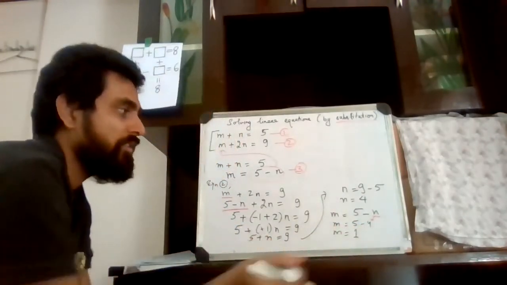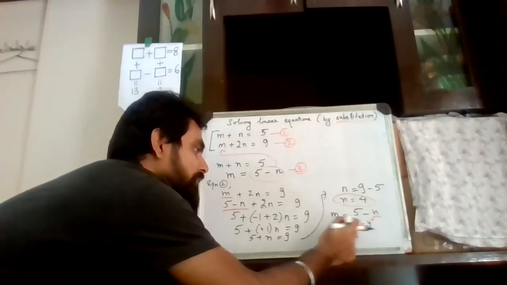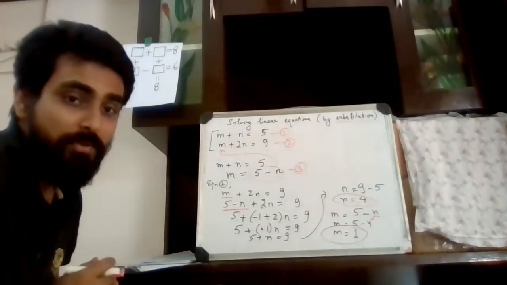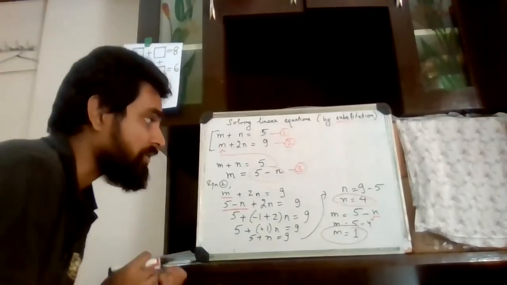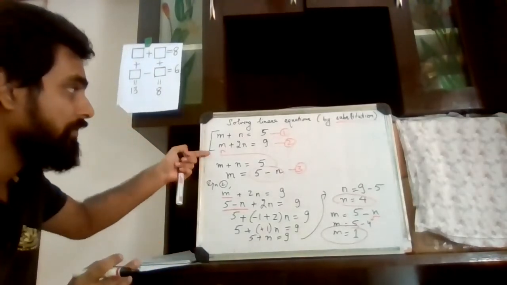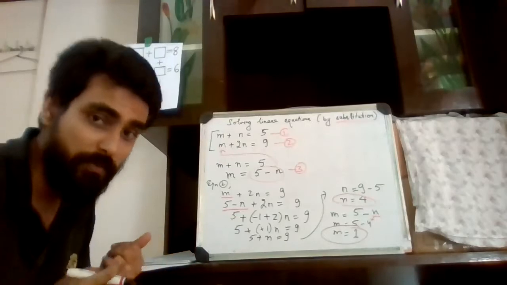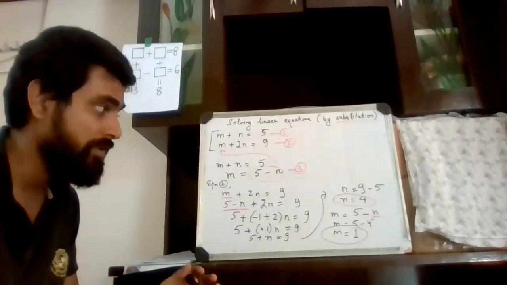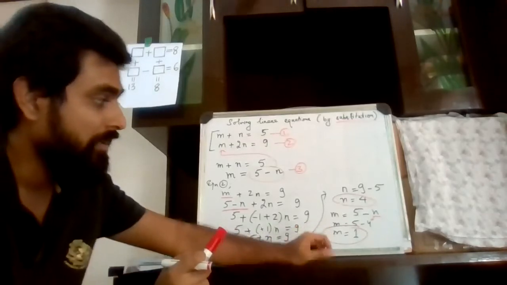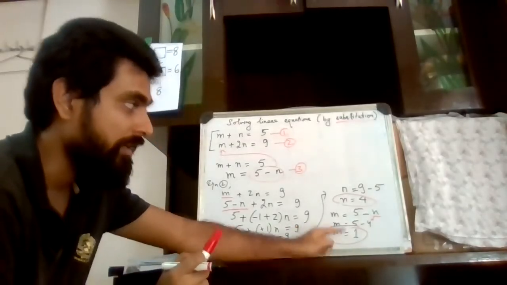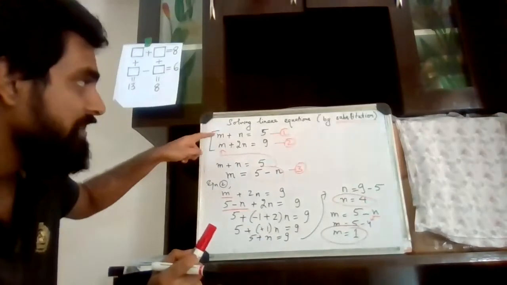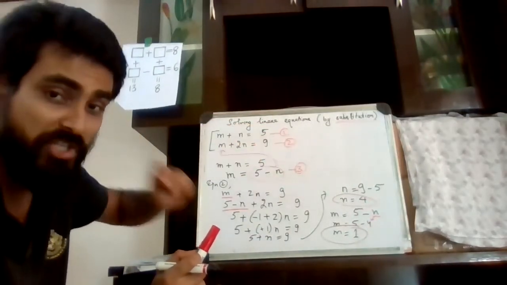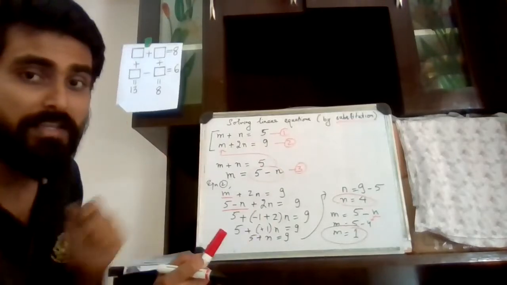Are we clear? So this is our solution. n is equal to 4 and m is equal to 1. Now these two things are giving us the solution for this set of equations. Are we good with that? Yeah, you want to check? You can check once. So I'm just going to put m is equal to 1 and n is equal to 4 in both of these equations, equation 1 and equation 2. And I'm going to check if I get LHS and RHS as the same value.